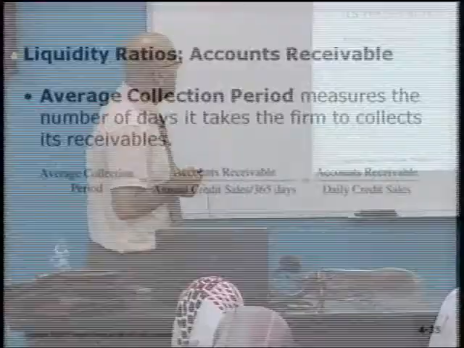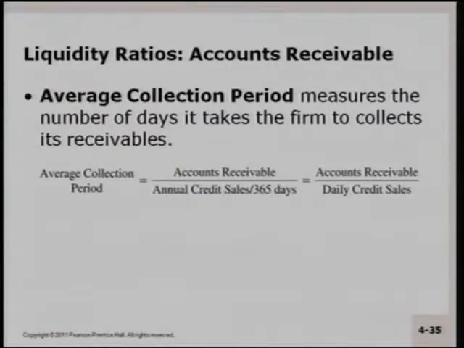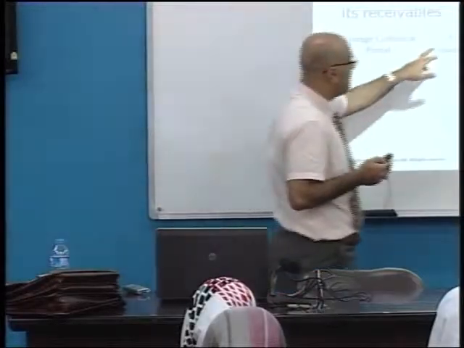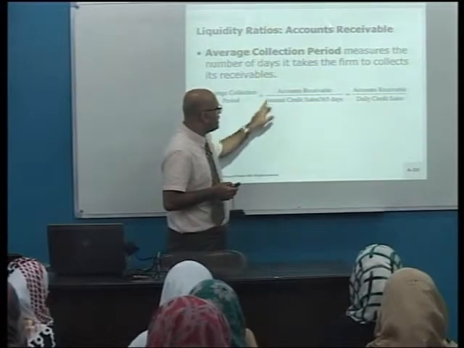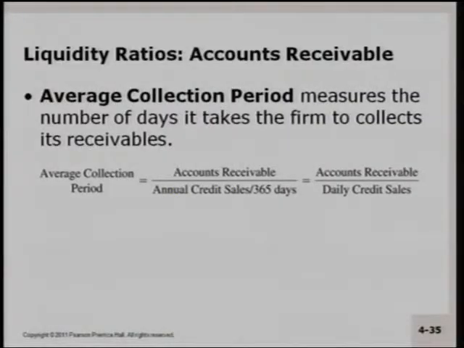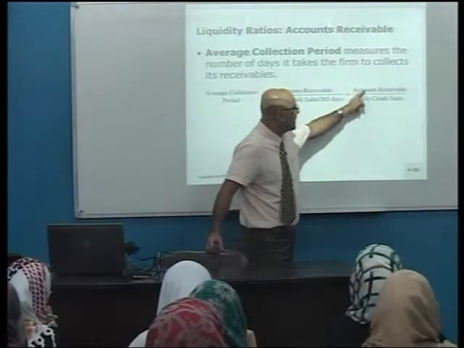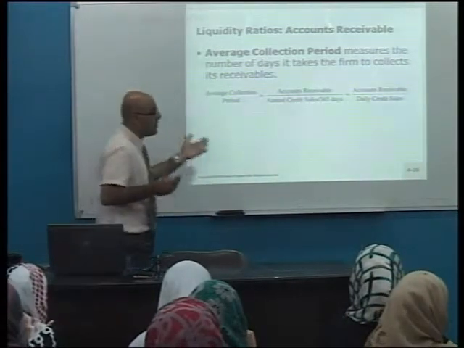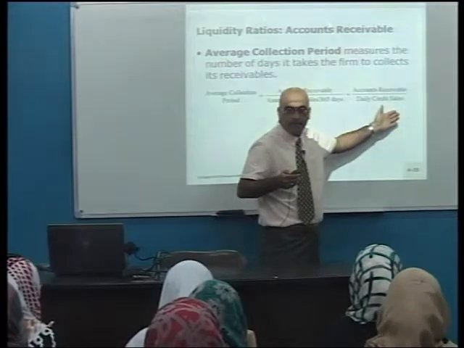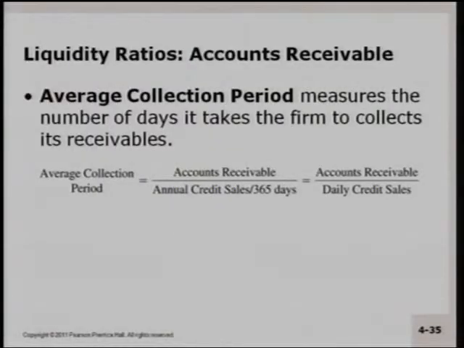The account receivable is measured by the average collection period, which is how long it takes to convert the account receivable into cash. We divide the account receivable by the daily credit sales. How can we get this? Annual credit sales divided by 365 days. So we get account receivable divided by the daily credit sales, and the answer is in days. If we have fewer days, it is much better than having higher days.